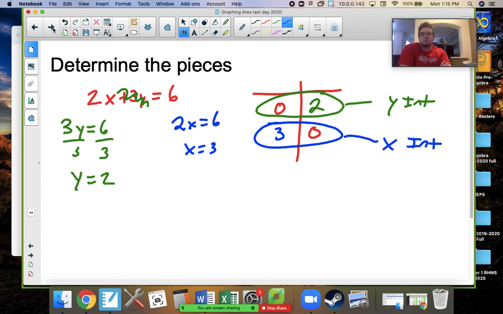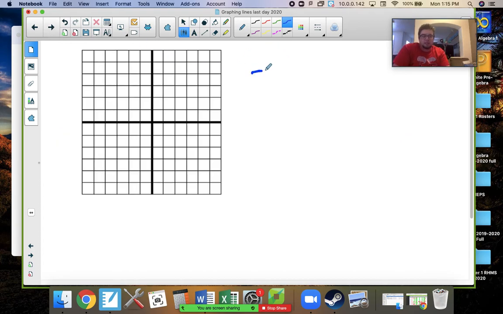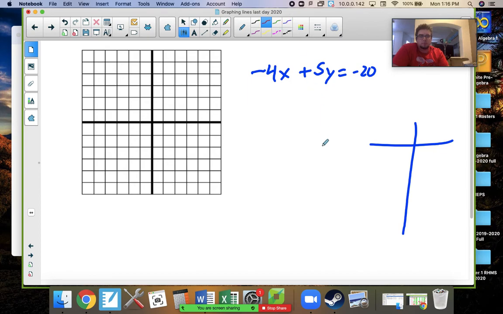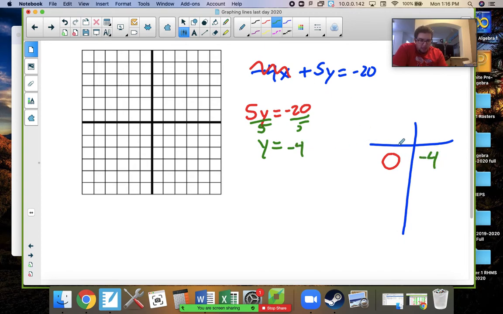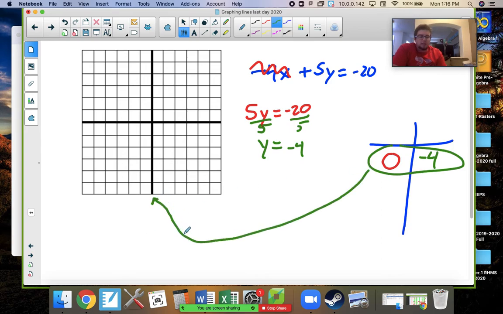Graphing our standard form, we use that same process. So let's say I have -4x plus 5y equals -20. 0 is going to go in for x. Gives us 5y equals -20. Divide both sides by 5. And y is -4. That's our y-intercept. That means this point is going to land somewhere on this line, down 4.